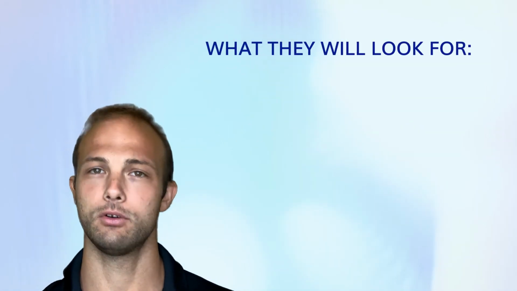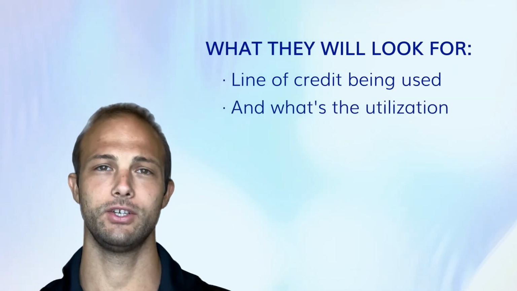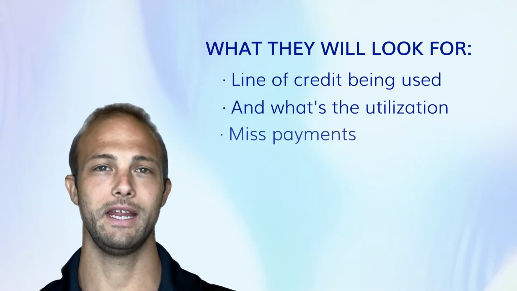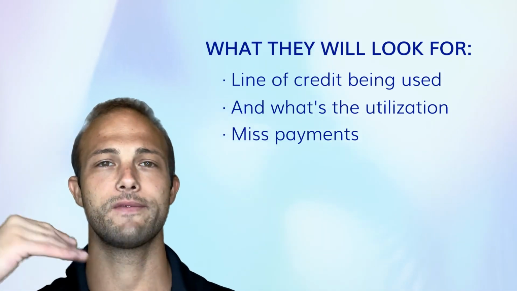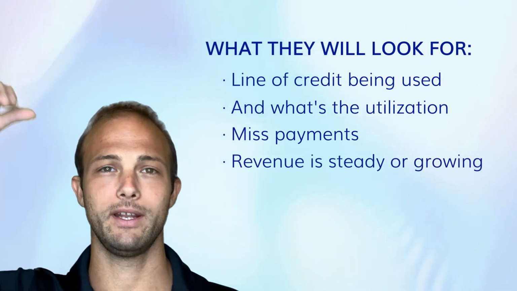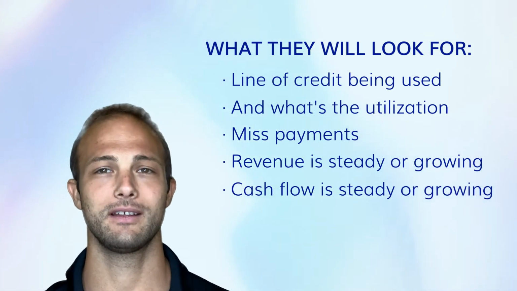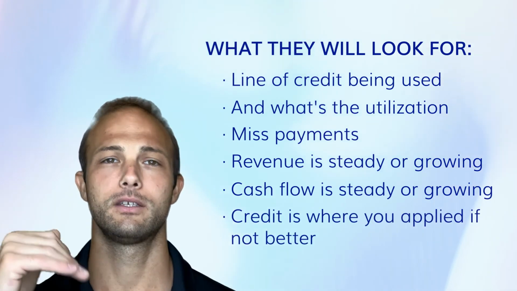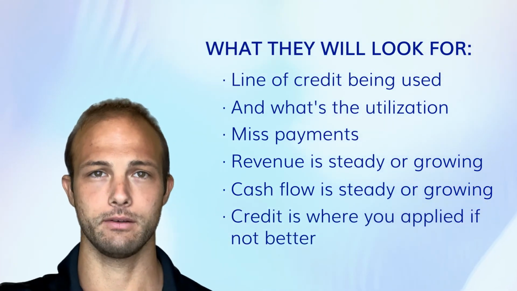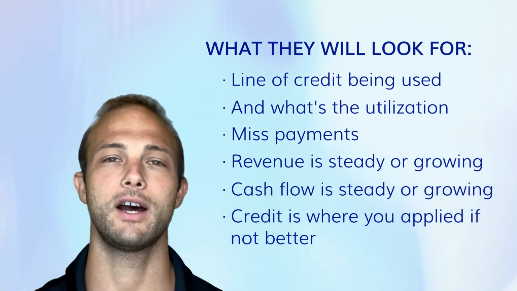The biggest thing they're going to look for is your line of credit being used, and what's the utilization? And then they're going to see, were there any missed payments? As long as there are no missed payments, it's great. They want to make sure the revenue is at least steady, if not growing, and the cash flow is at least steady, if not growing. They're also going to want to make sure that your credit is at least where it was when you applied, if not better. So these are things to consider when you're trying to get your line of credit increased.